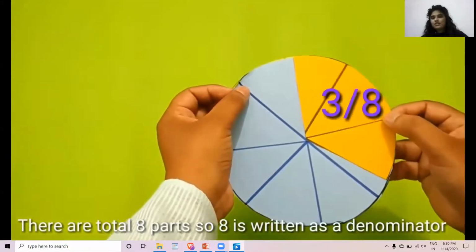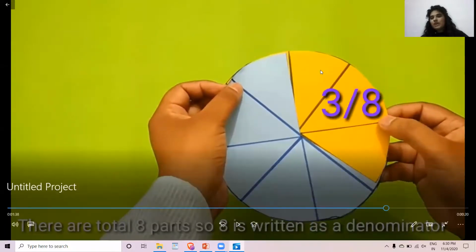Now let's consider next part. Now tell me how many yellow parts we have here. We have 3 yellow parts and total number of parts 8. So total number should be in the denominator like this, and the number which I am talking about should be here in the numerator. So numerator is 3 and denominator is 8.